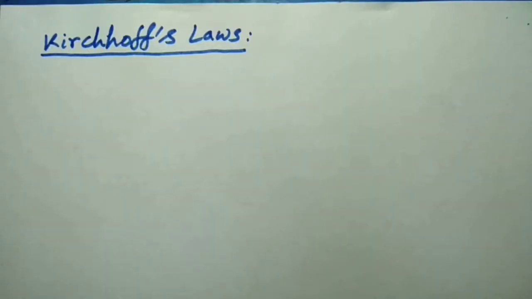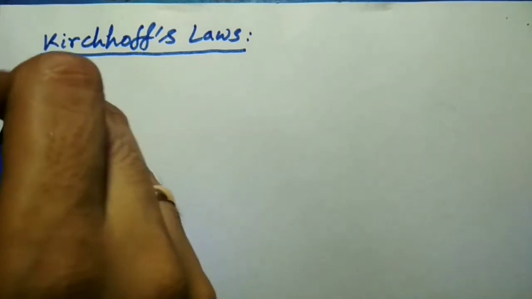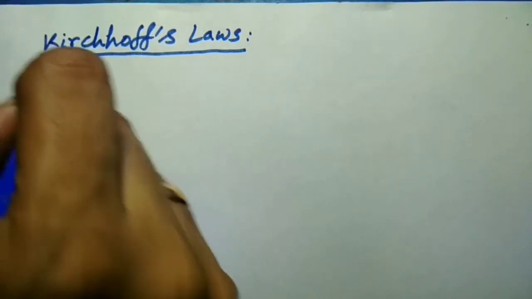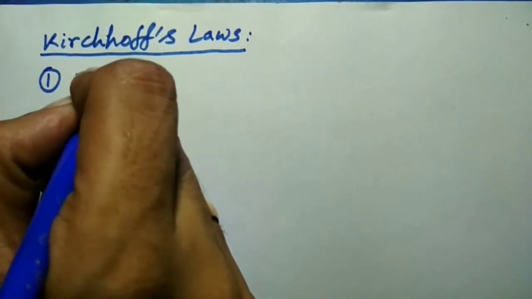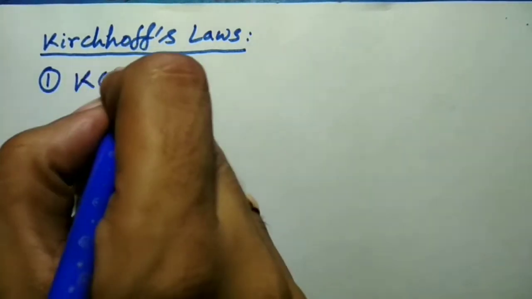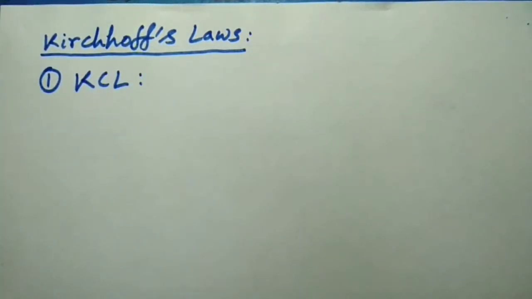Today's topic is Kirchhoff's law. It has two parts. The first one is called Kirchhoff's current law, or the KCL. It is basically one of the fundamental laws used for circuit analysis. KCL is the first law and it deals with the conservation of charges.